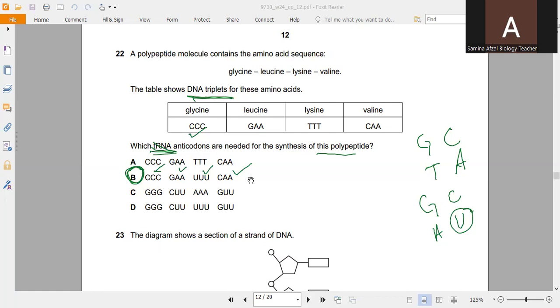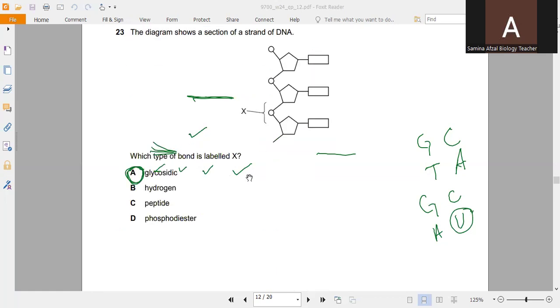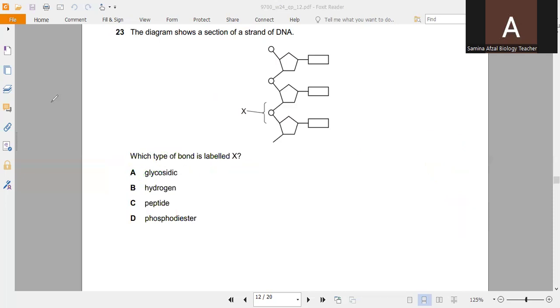Next is question number 23. You can see they have shown us nucleotide molecules, a small strand of DNA, you can say. Which type of bond is labeled X? Here you can see the different options they have told us about.